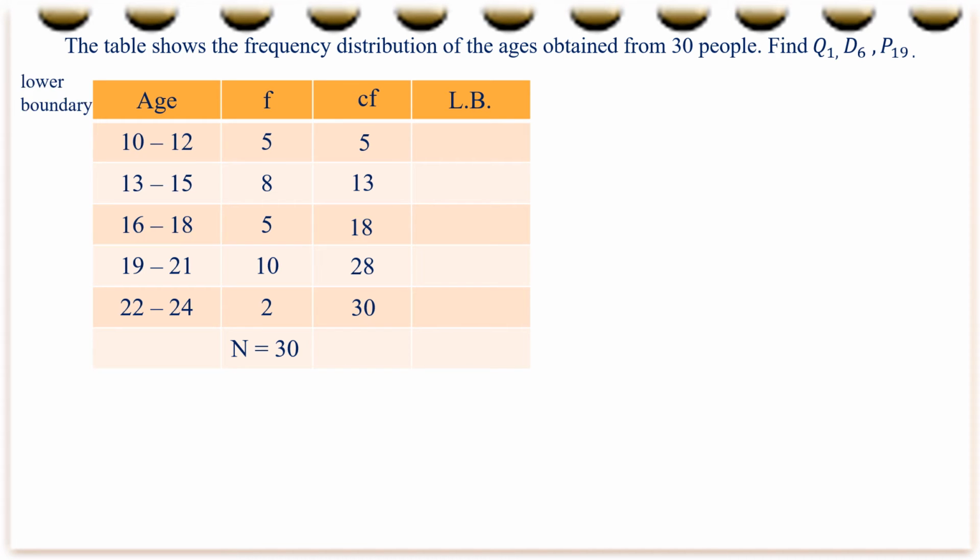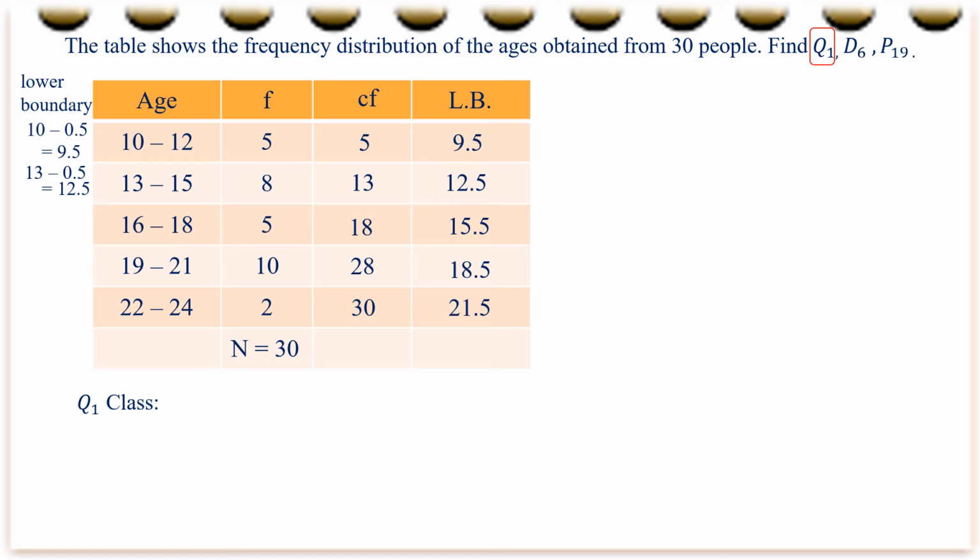Then we have LB, which stands for the lower boundary. To get the lower boundary of the first class, we subtract 0.5 from the lower limit. So 10 minus 0.5 is equal to 9.5, so the first lower boundary is 9.5. The next one is 13 minus 0.5, which is equal to 12.5. The next one is 15.5, then 18.5, and the last one is 21.5. Now that we completed the table, we are going to determine Q1.